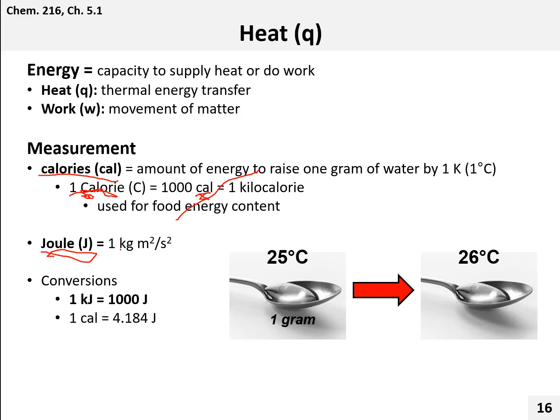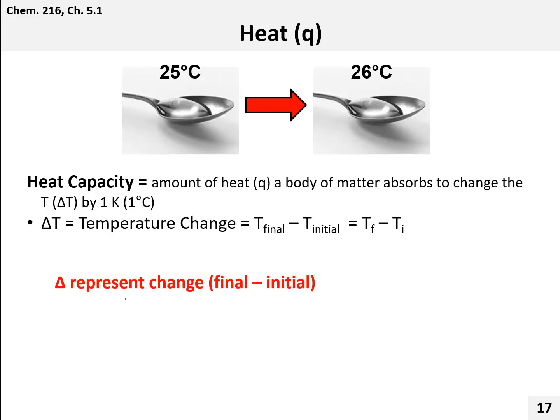1 joule is actually 1 kilogram times meters squared over seconds squared, right? Because joules is derived from each of these other factors: kilograms, meters, and seconds. But for this, what we should know is that 1 kilojoule equals 1,000 joules. All right, so let's move on, and now let's talk about something called heat capacity.